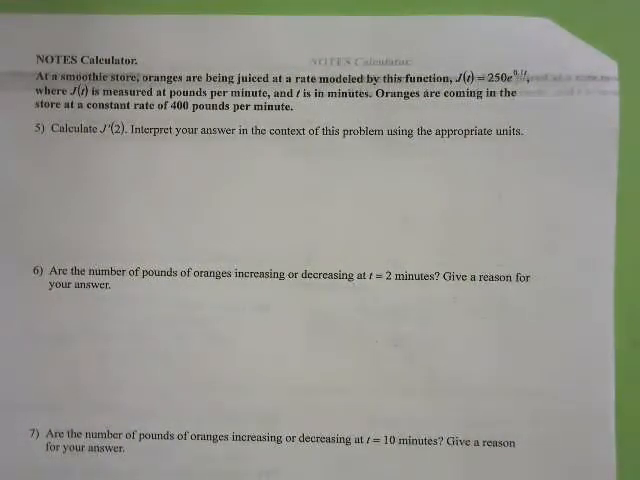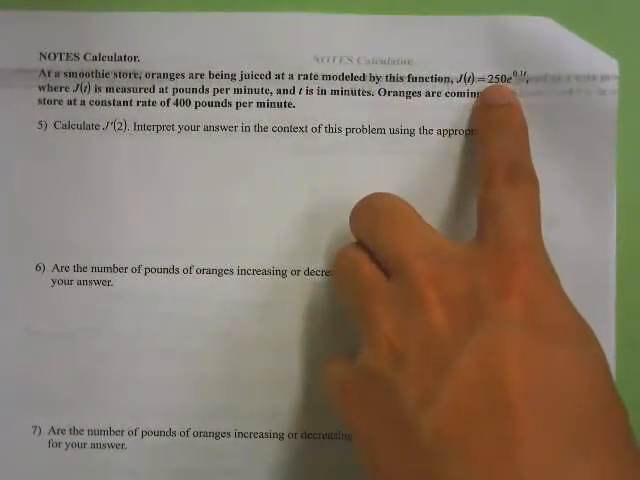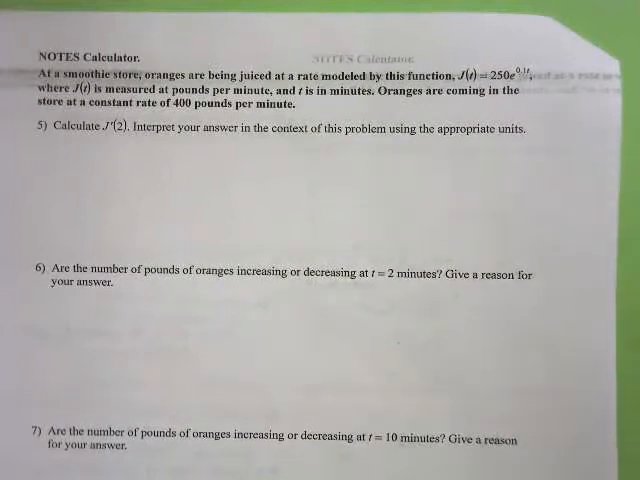For us, the smoothie store: oranges are being juiced at a rate modeled by this exponential function. J(t) is measured in pounds per minute, t is in minutes. At the same time, oranges are coming into the store at a constant rate of 400 pounds per minute.